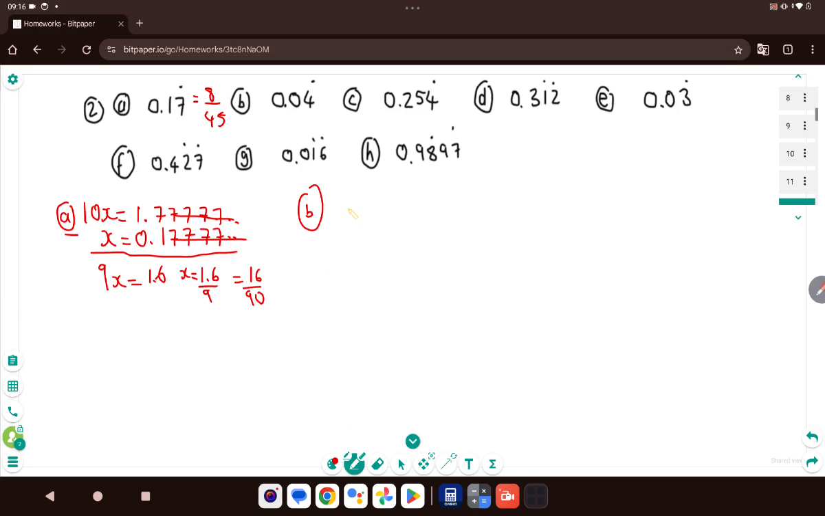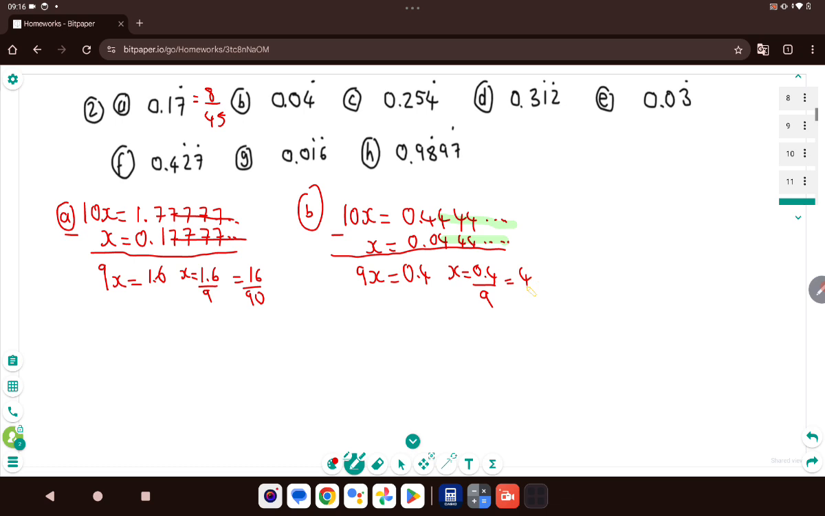Again, a single digit, so we're multiplying it by 10. If you multiply it by 10, it becomes 0.4 recurring, because all your digits move one place to the left. Okay, if we subtract, 10x take away 1x is 9x. It disappears from here. 0.4 take away 0 is 0.4. Make x the subject, divide both sides by 9. Times both sides by 10. So let's simplify. Yes, 2 over 45.